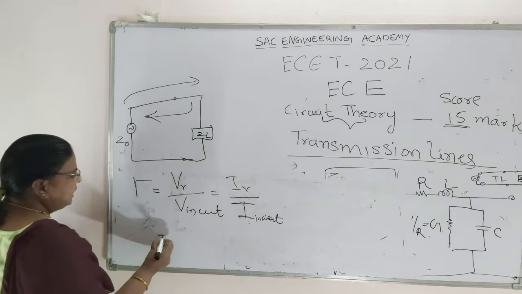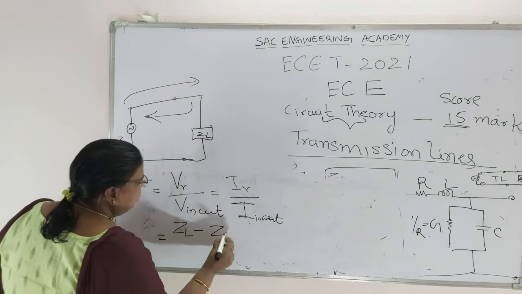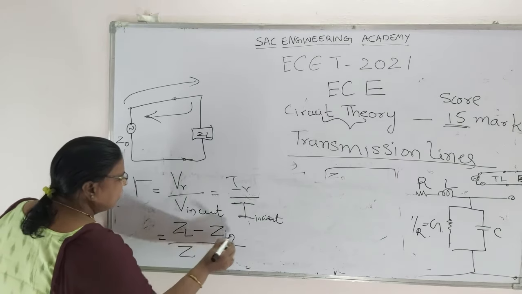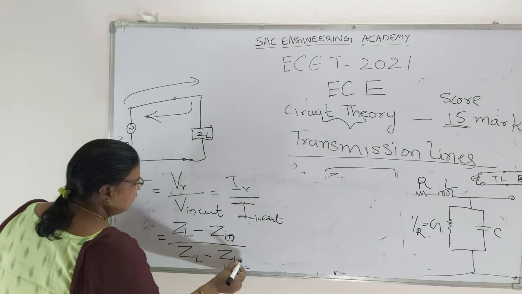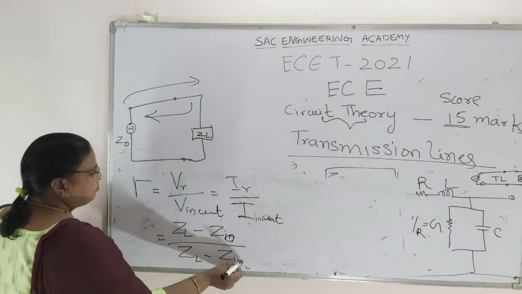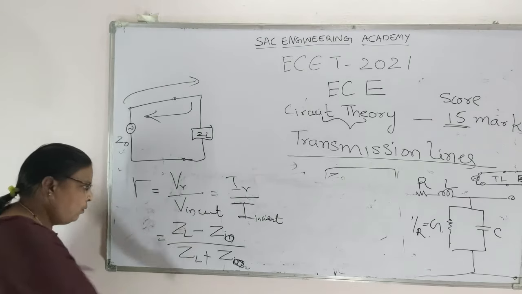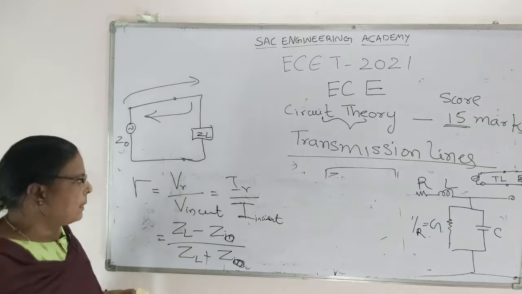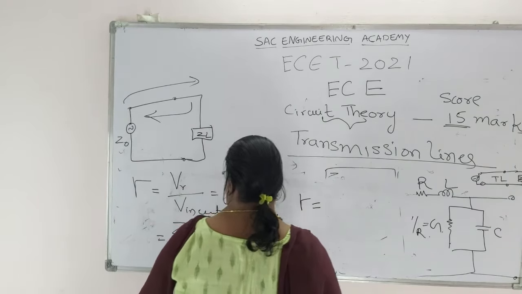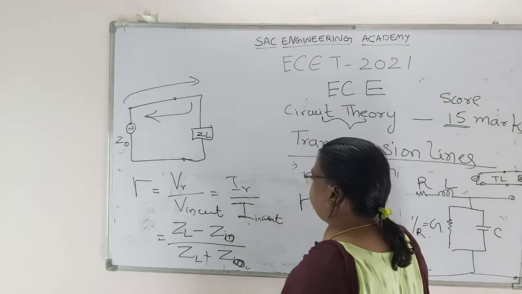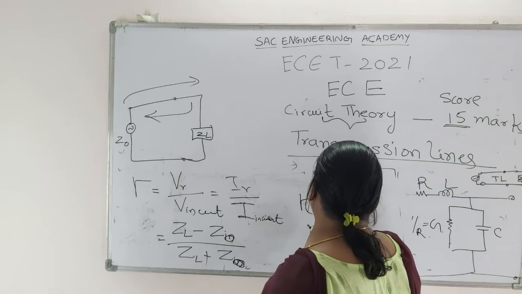In terms of impedance, the reflection coefficient is (ZL minus Zin) or Z0. It is the input impedance. Load impedance, input impedance. The reflection coefficient is 0 when ZL and Z0, the input and output impedance, are both the same.